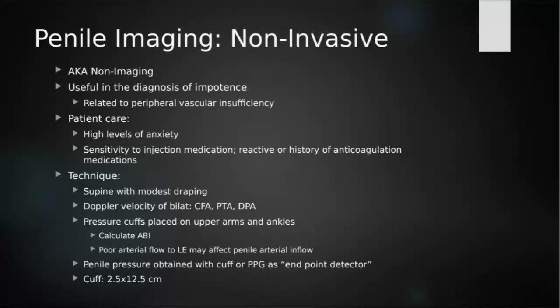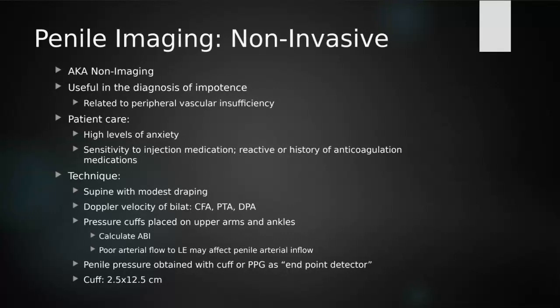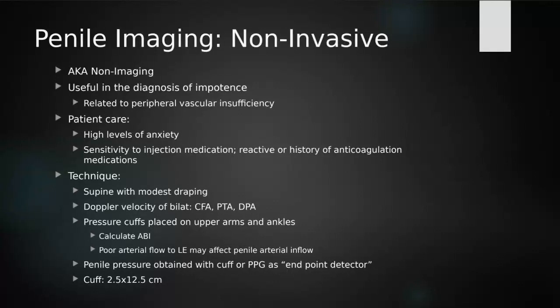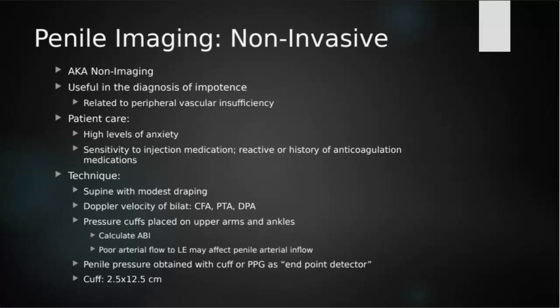So we want to make sure our patient is supine, with modest draping. Obviously, they can't have underwear on. We're placing pressure cuffs to get an ABI. So we're just doing one on the ankle, one on the upper arm. Poor arterial flow to the lower extremity may affect penile arterial inflow. So that's really what we're going to be looking for.